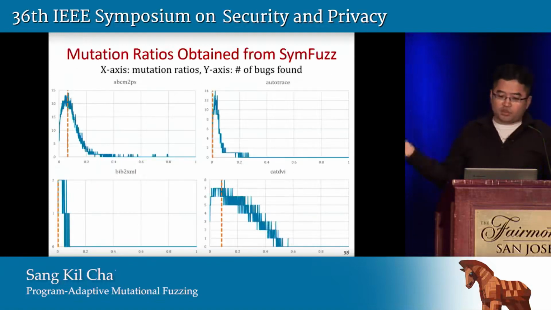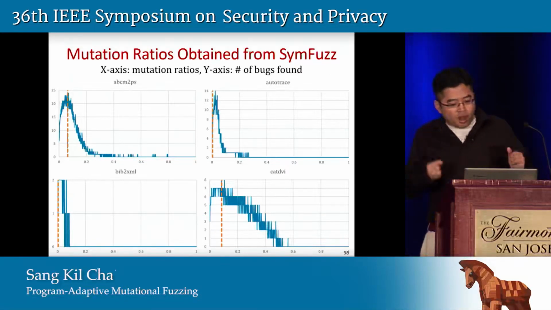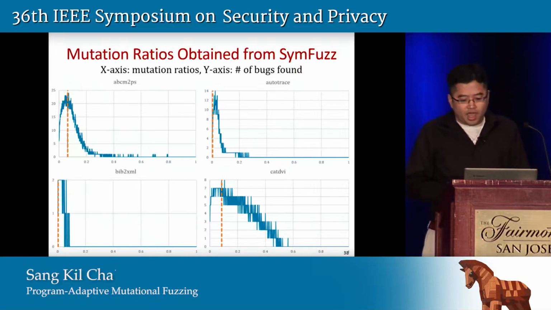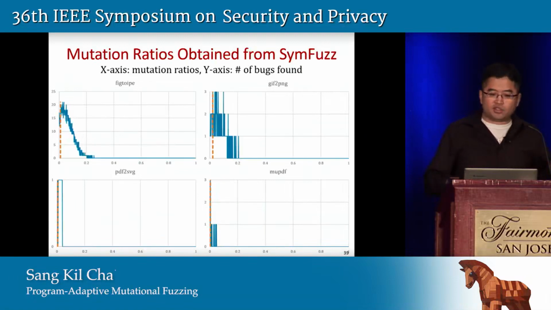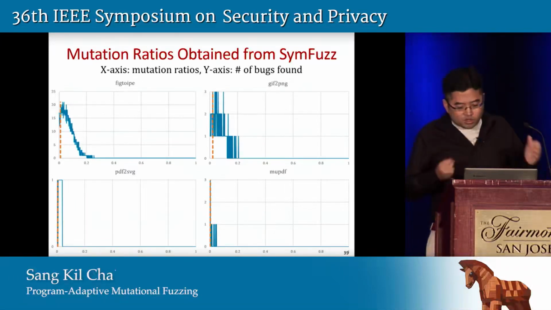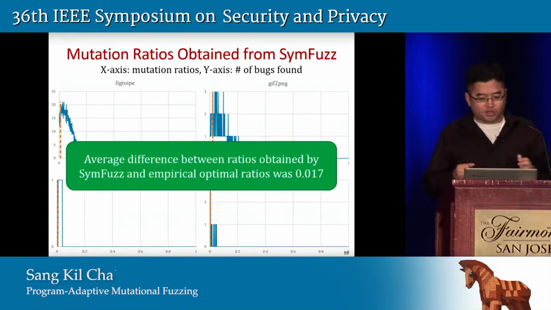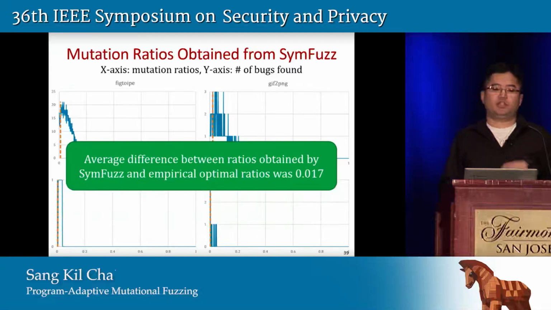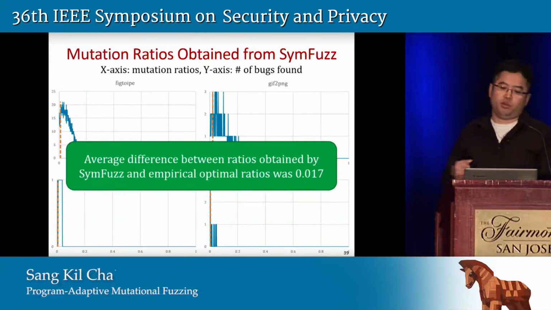So these graphs show the comparison. The dashed line here indicates the ratios derived from SimFuzz, and the blue lines here show the ground truth for each of different programs. As you can see, the prediction and the empirical were close. And this is also the case for other programs, and we also observe a similar trend in this case. As a result, the average difference between ratios obtained by SimFuzz and empirical optimal ratio was just 0.017.